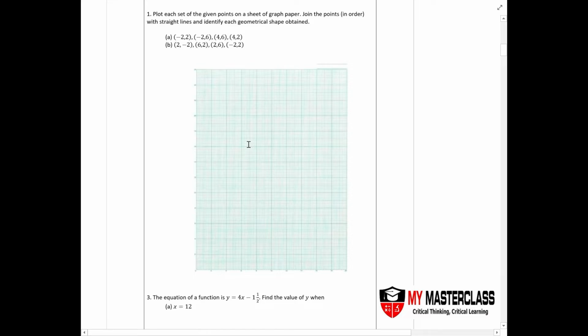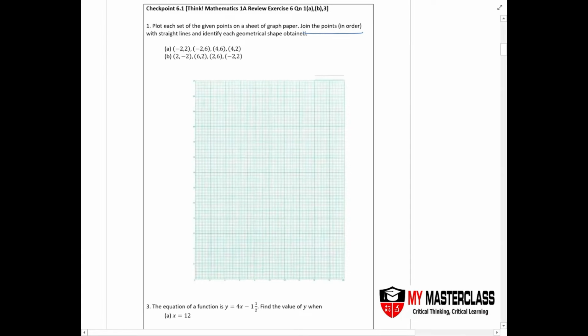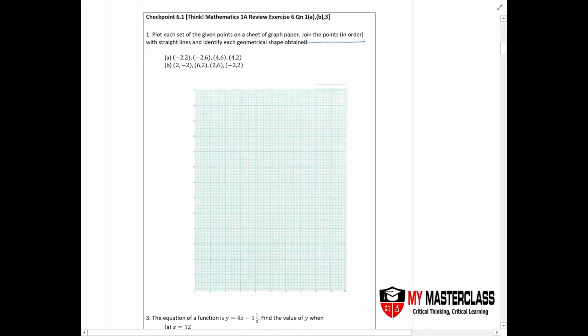Now in the chapter of linear functions and graphs, let's take a look at checkpoint 6.1, where we go through how to plot given points on a piece of graph paper. They say join the points in order with straight lines and identify each geometrical shape obtained. So you're given (-2, 2), (-2, 6), (4, 6) and (4, 2).